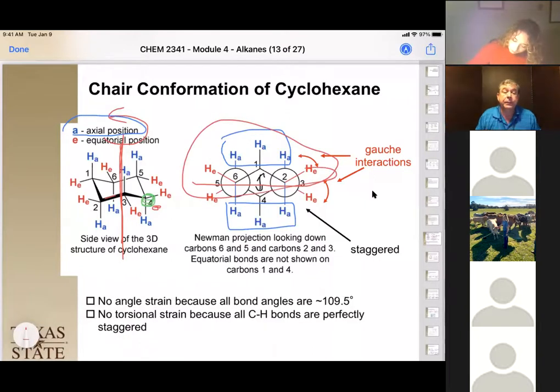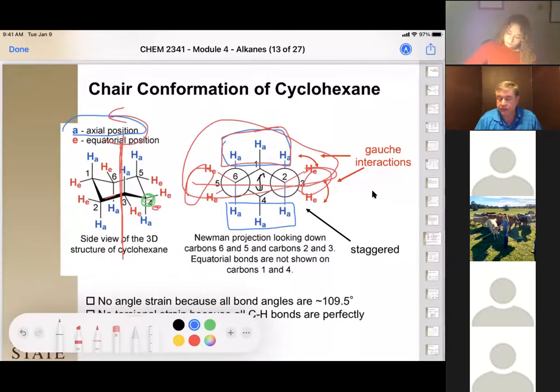So we have a nice stable configuration because it's perfectly staggered, but we have 2 types of hydrogens. The axial hydrogens here are closer together than the equatorial hydrogens. And so that's going to play a role in other conformations available to us in the cyclohexanes.